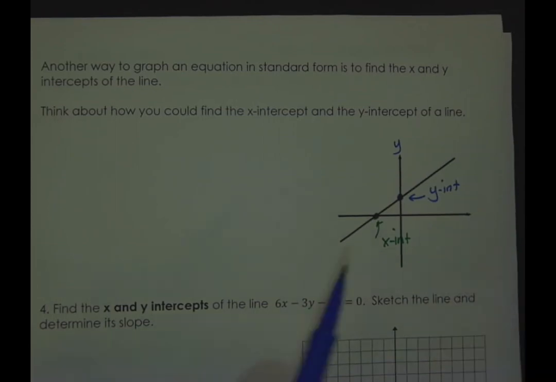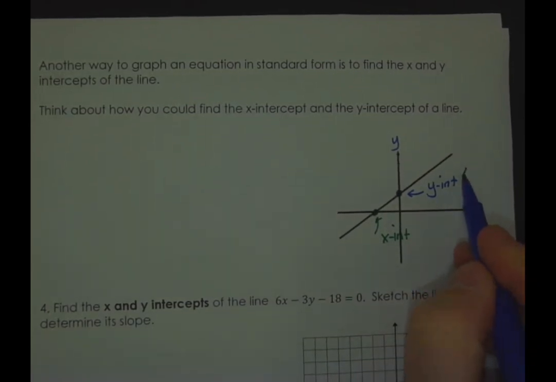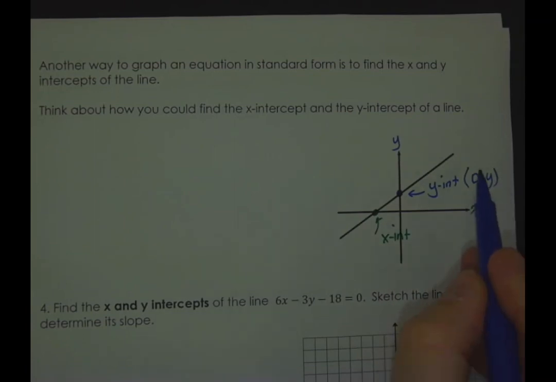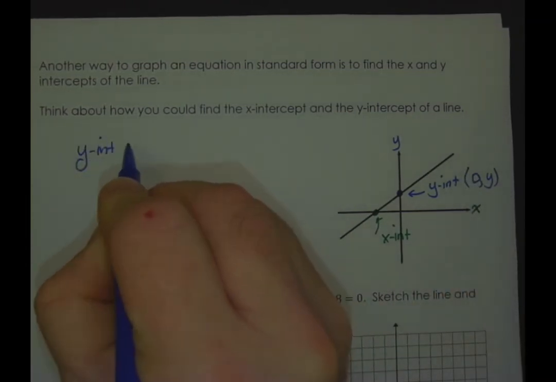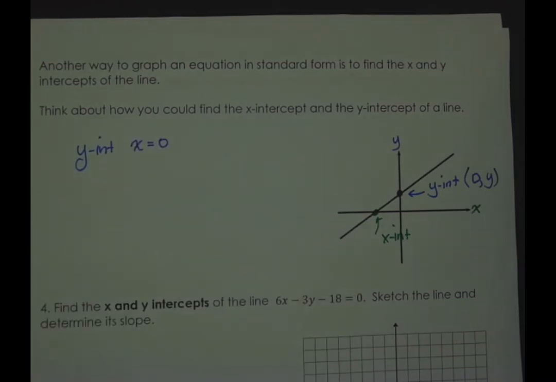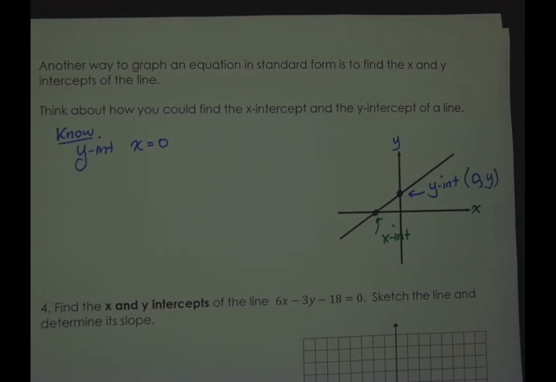With the y-intercept, the y-intercept for any point is where x is 0. So the y-intercept, x is always equal to 0. So this is kind of what we know, and then we can solve for y.